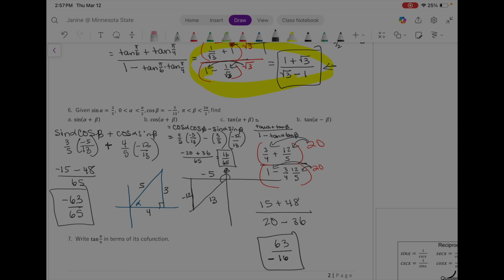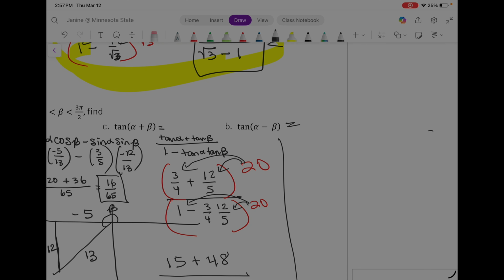It's tangent alpha minus beta. The process is going to be very simple and similar to what we did before, where it was tangent alpha minus tangent beta over 1 plus the product of tangent alpha, tangent beta.